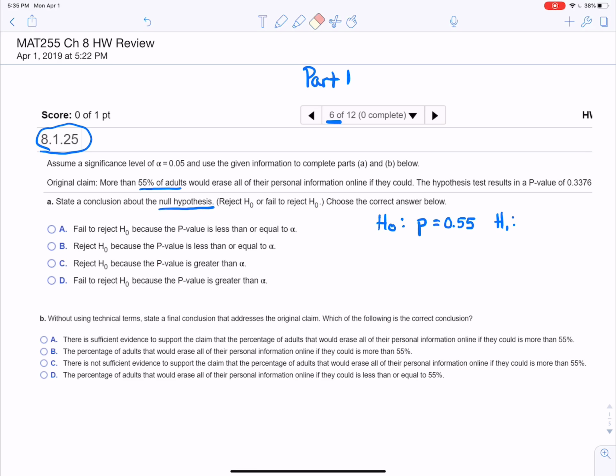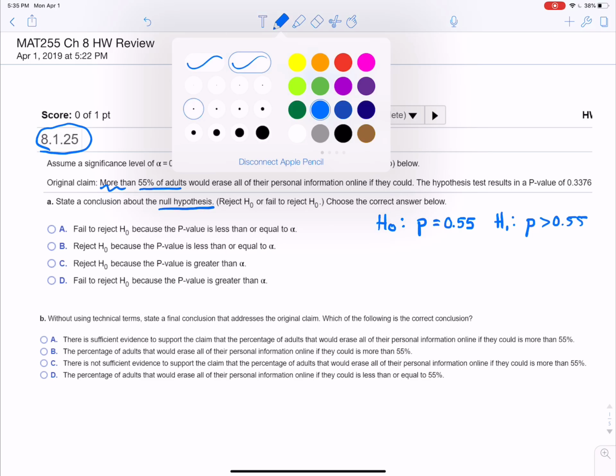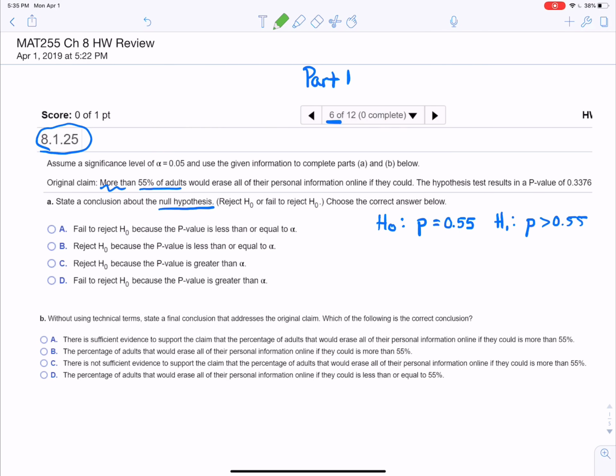Our alternate hypothesis, this H sub 1, is where we get to make our claim. Is it going to be greater than, less than, or not equal to? Because we're saying more than, that's where we're going to say our P is greater than 0.55. Now we use our p-value to make a decision. They told us that our alpha is 0.05. And they told us that our p-value is 0.3376. Remember that p-value denotes how likely this event is to occur based on our sample.